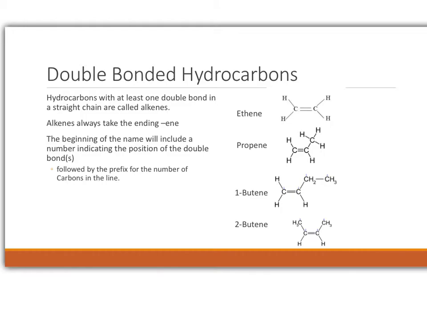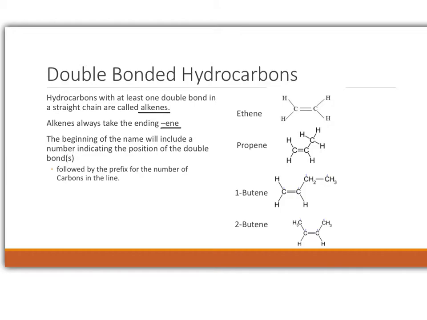So, double bonded hydrocarbons, okay, we call those alkenes, and they take on the ending ene. Okay, the beginning of the name is going to include a number indicating the position of the double bond. Now that's only applicable if there is more than one position for it. And then it's going to be followed by the prefix number of the carbons in that line, and lastly with the ene ending. Okay, so ethene and propene.